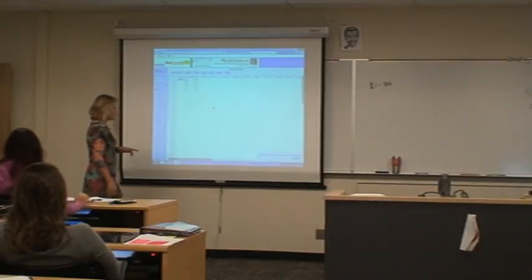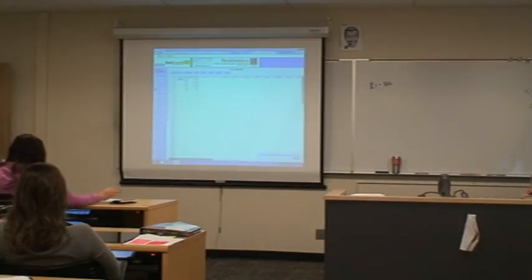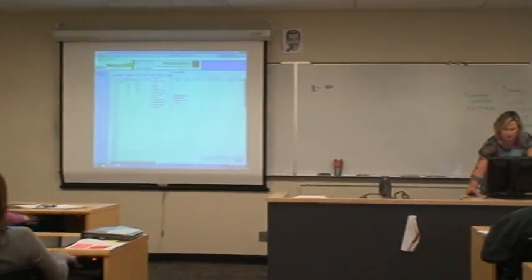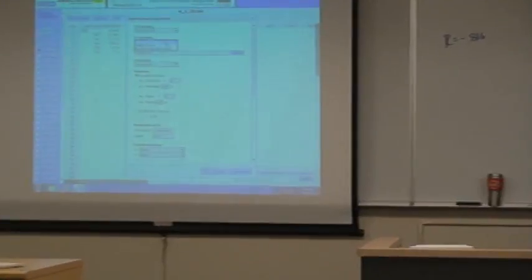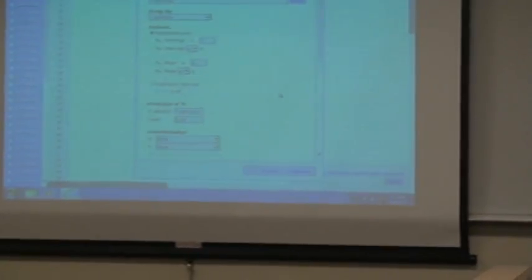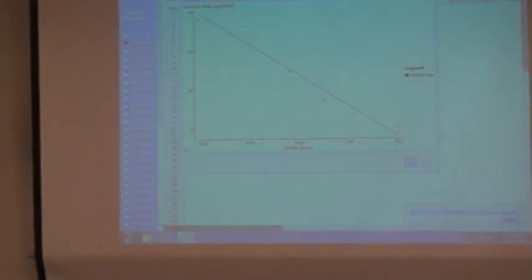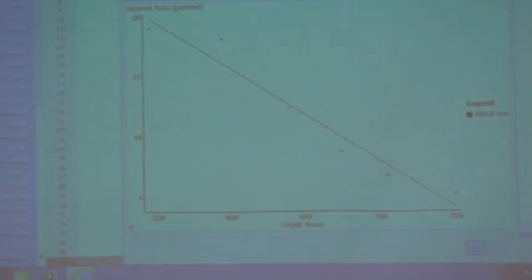So, I'm going to bring up the regression on this data set again, and I want to talk about the coefficient of determination. Okay, we're using credit score to predict interest rate. And right now I'm just going to go compute. And I want to take a look again at the regression line and the points.